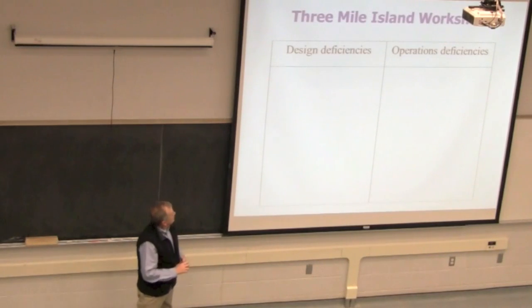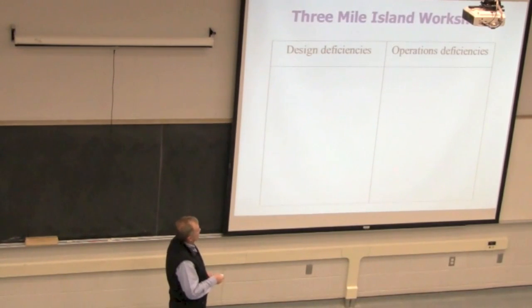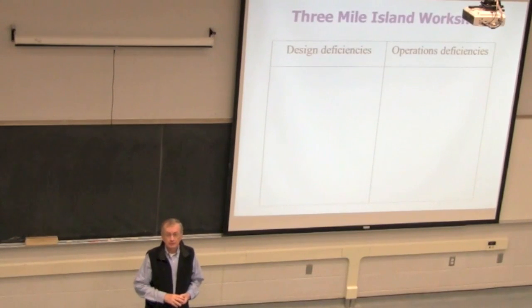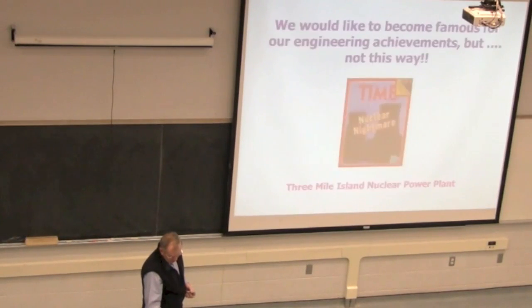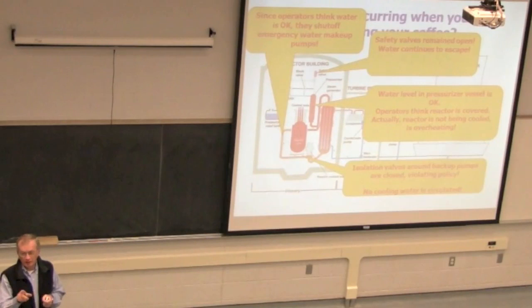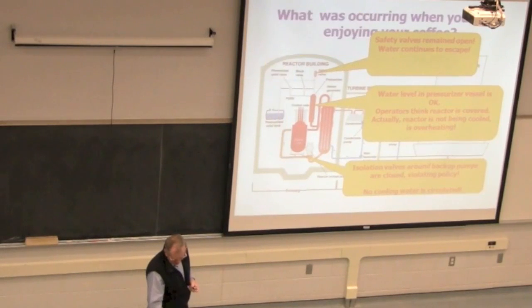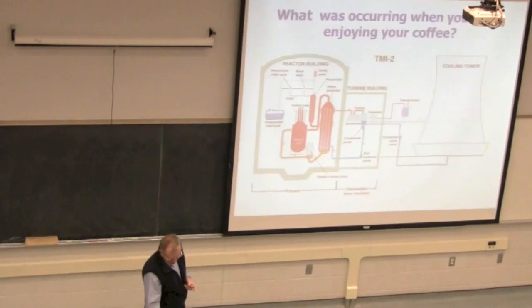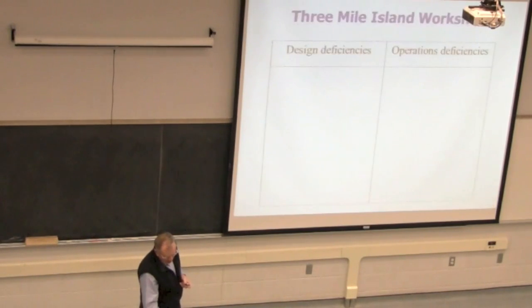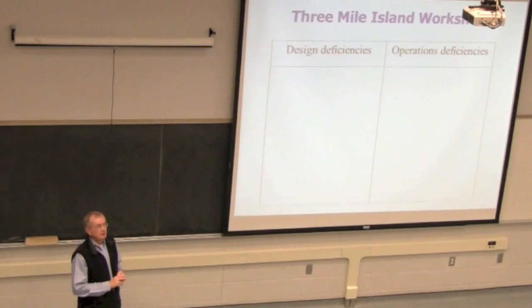So the workshop for a second here. In this Three Mile Island incident, there were some design deficiencies, and then there were some mistakes by the personnel. So you have the two pages that give us this information. Take a moment, work with a friend, pretend the person next to you is a friend. Take a few minutes and come up with some design deficiencies and some operations deficiencies in that problem. Is it clear? Okay, if you have questions, raise your hand.